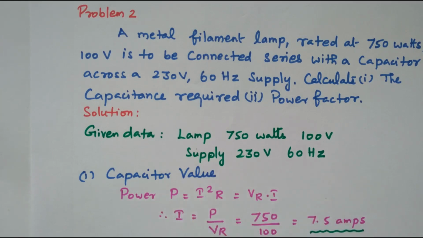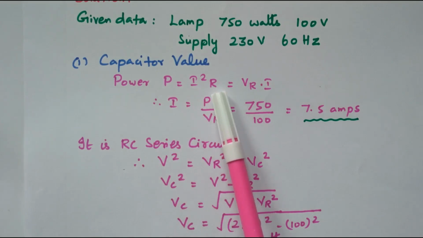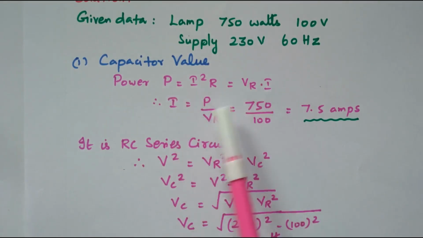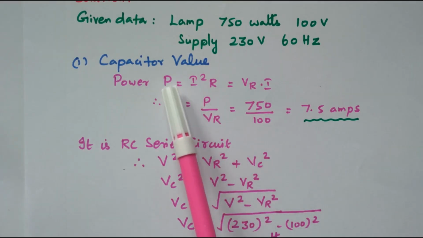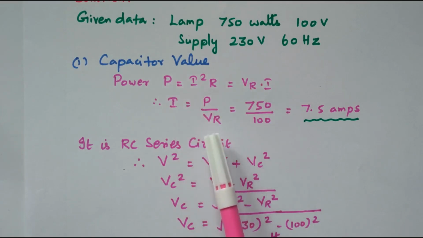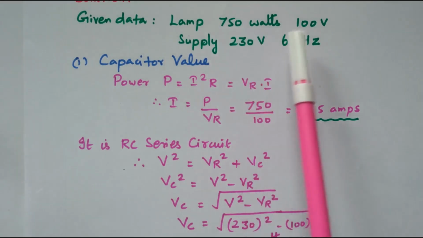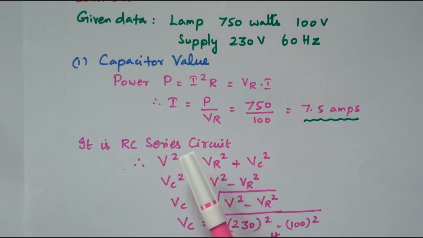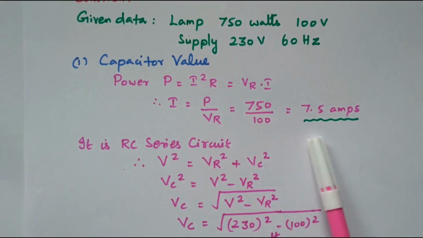Now we will find the capacitor value. From the given data, first we will find the power. Power P equals I square R or VR into I. The power value is given, so I equals P divided by VR. Power dissipated in the lamp is 750 watts, so we can use the formula P equals VR into I. So I equals P divided by VR. The power dissipated is 750 and the voltage across the resistor is 100. So 750 divided by 100 is 7.5 ampere. So the current flowing through the circuit is 7.5 ampere. Because it is a series circuit, the same current flows through the resistor as well as the capacitor. So from the power dissipated and voltage across the resistor we calculated the current value.